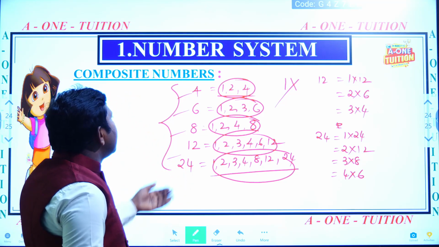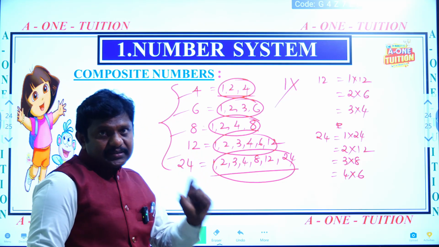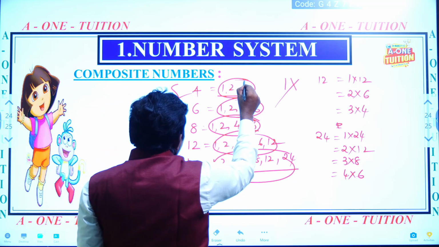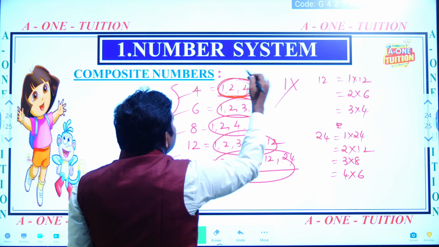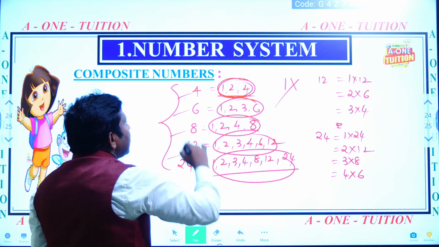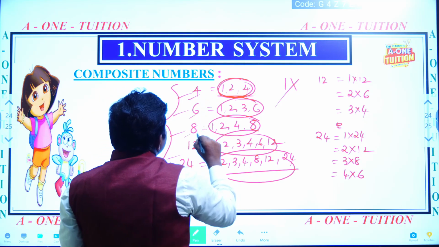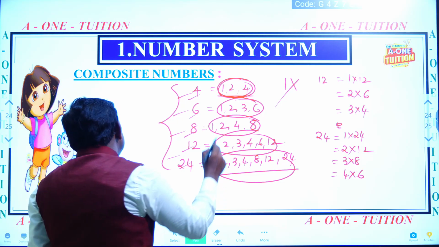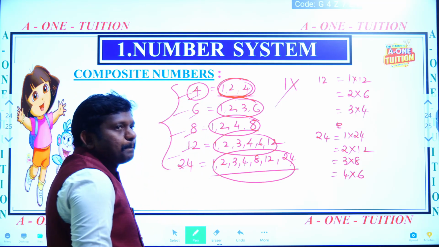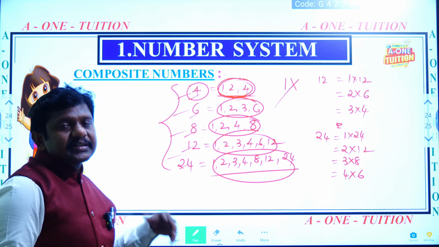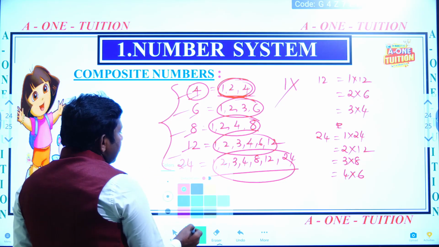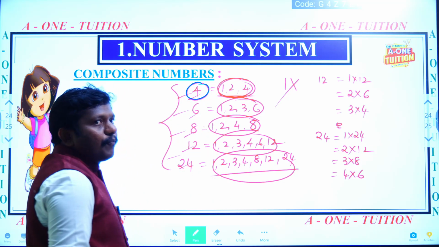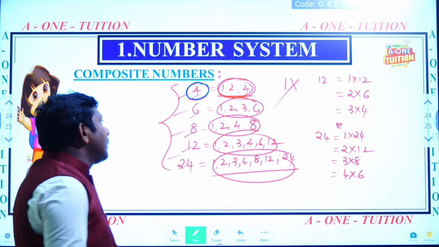Otherwise, one more definition: if a number has more than 2 factors, that is 3 or more, then these numbers are called composite numbers. What is the first composite number? 4. Keep that in mind. In the set of natural numbers, the first composite is 4.